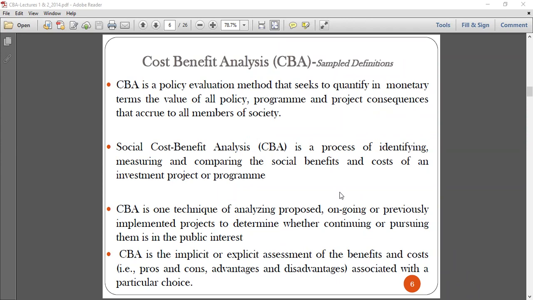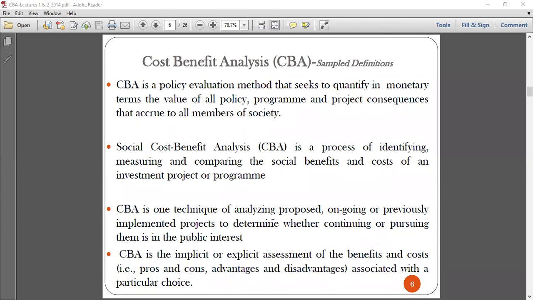What are the social costs? Then we compare them, then we know whether the project is feasible. And then another one says it is a technique of analyzing proposed, ongoing, or previously implemented projects to determine whether continuing or pursuing them is in the public interest. This one too is from the perspective of the types of CBE.